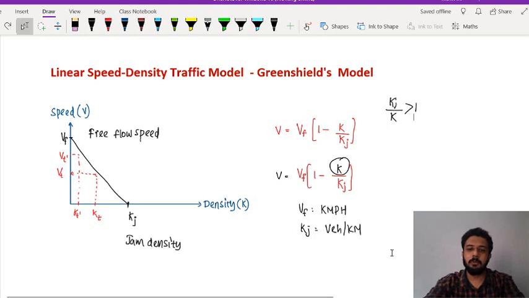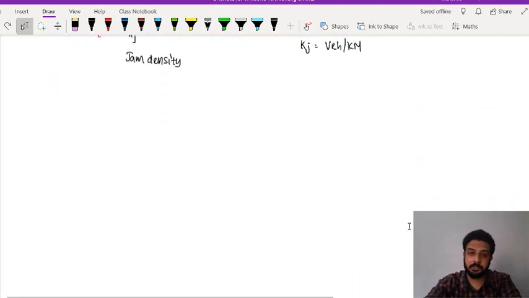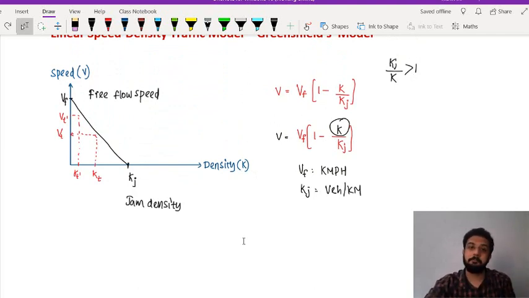Okay. Now, in the previous video, we have seen 3 fundamental relationships, right? One relationship we have already seen here, speed versus density. We have studied the speed versus flow as well as density versus flow. I hope you are remembering. In case you are not remembering, just go back and watch that video and come back, or here also I will just give you some explanation, right?